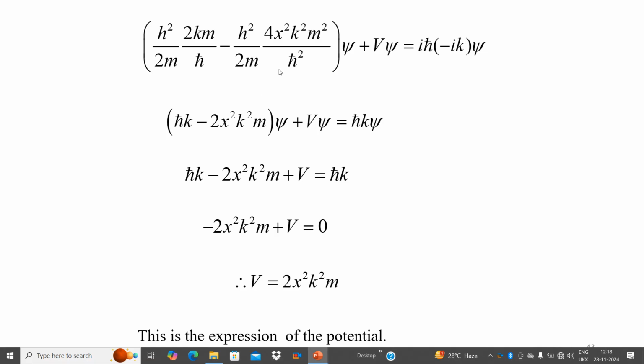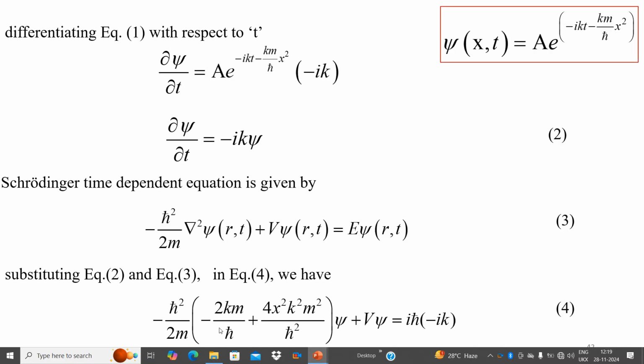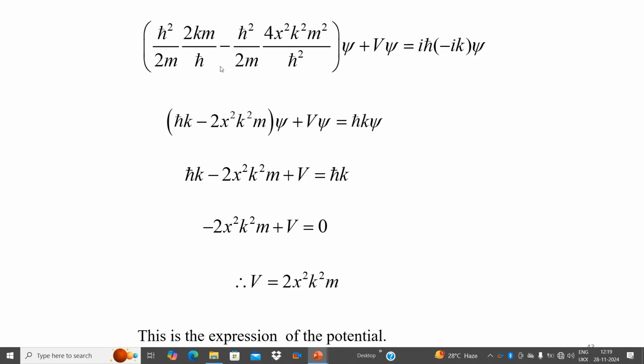Now just multiply minus ħ squared by 2m inside, you will get this. Taking common terms out, here 2m and 2m get cancelled, one ħ and one ħ get cancelled, you have ħk. And here the 2 and this 4 will get cancelled, we have 2, and m, ħ squared and some other terms cancel. The remaining terms will be minus 2x²k²m psi plus V psi, which is equal to, we have i into i squared is minus 1, already one minus is there, so plus ħk psi. Taking common psi out, that will give you ħk minus 2x²k²m plus V, which is equal to ħk.